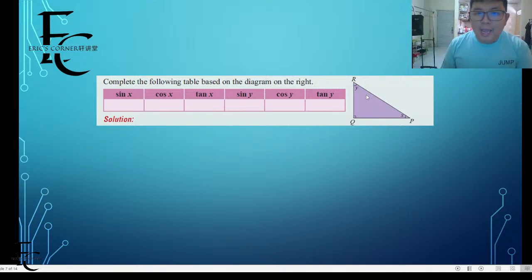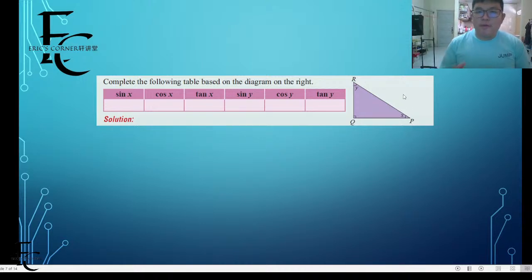What about cos x? This is x, so QP is our adjacent side. So it will be QP over hypotenuse RP. QP over RP, so this is our cos x. The tangent x will be opposite over adjacent. Since x is here, it will be QR over QP. So this is our tangent x.